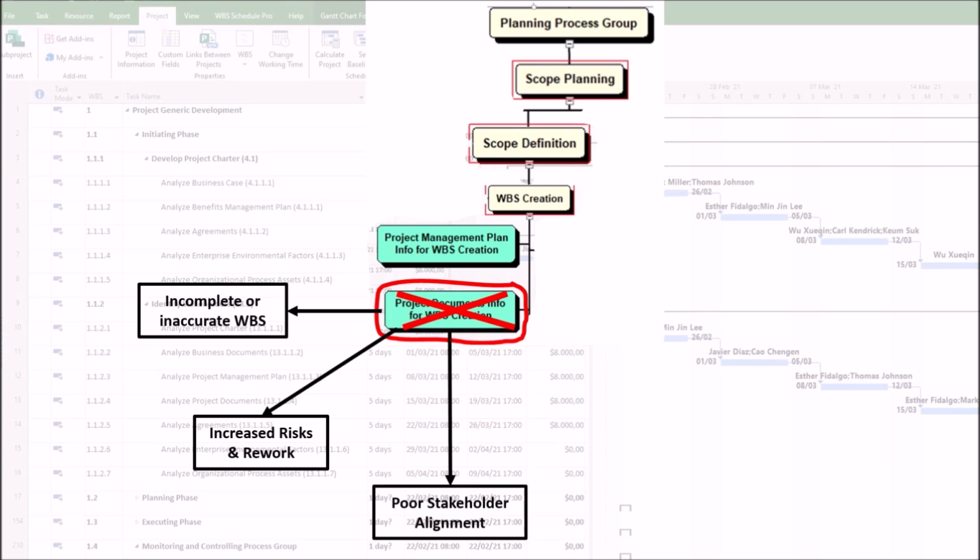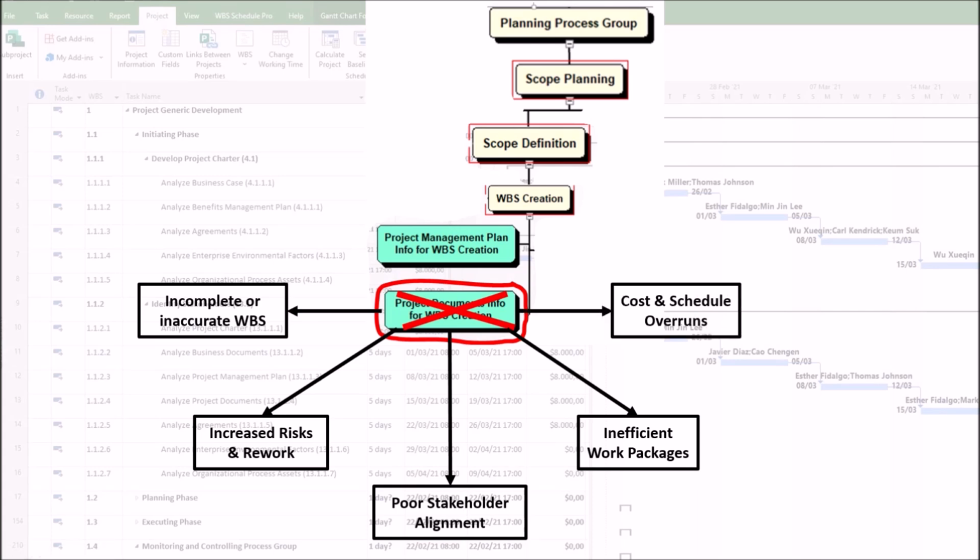3. Poor stakeholder alignment. A poor project documents analysis can result in unaddressed expectations. Weak analysis of stakeholder requirements or feedback can result in a WBS that doesn't align with stakeholder needs, causing disputes later. 4. Inefficient work packages. A poor project documents analysis can result in overly broad or granular breakdown. Without proper review of historical data, such as past WBS templates, the decomposition may be too high level, with missing critical tasks, or too detailed, with excessive micromanagement. 5. Cost and schedule overruns. A poor project documents analysis can result in flawed estimates. If resource calendars or vendor contracts, such as supporting documents, are overlooked, work packages may lack proper resource allocation, leading to delays and budget issues.